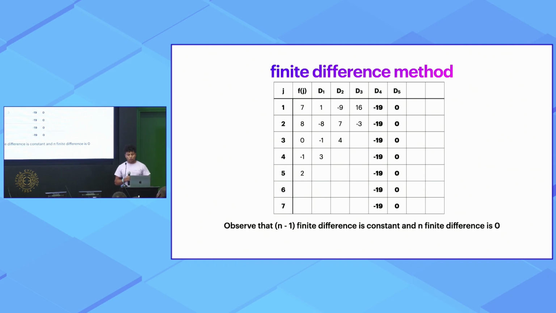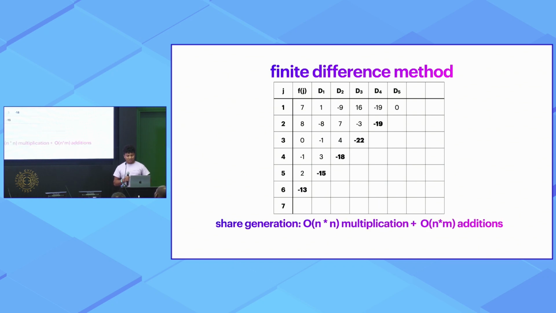And once you have built this table, you can use it to calculate the next entry by just adding the consecutive values. So now we start doing it from right to left. For D4, 2, it's essentially summing up 0 and minus 19, getting minus 19. And then for D3, 3, it's minus 19, minus 3, giving us minus 22, and so on.